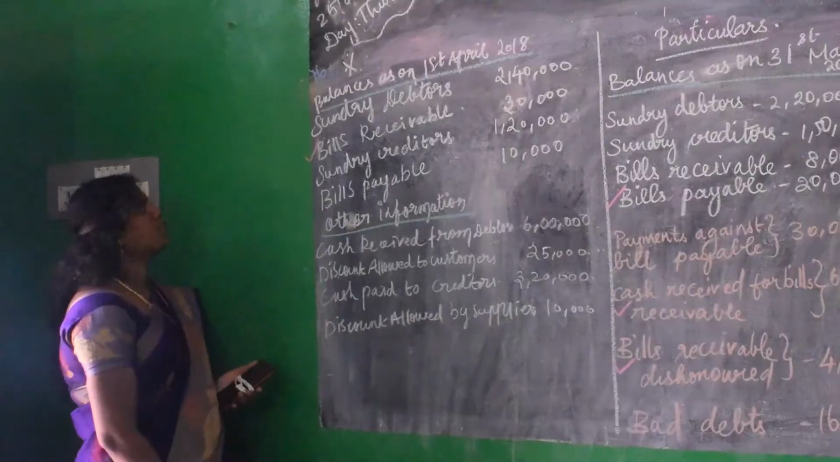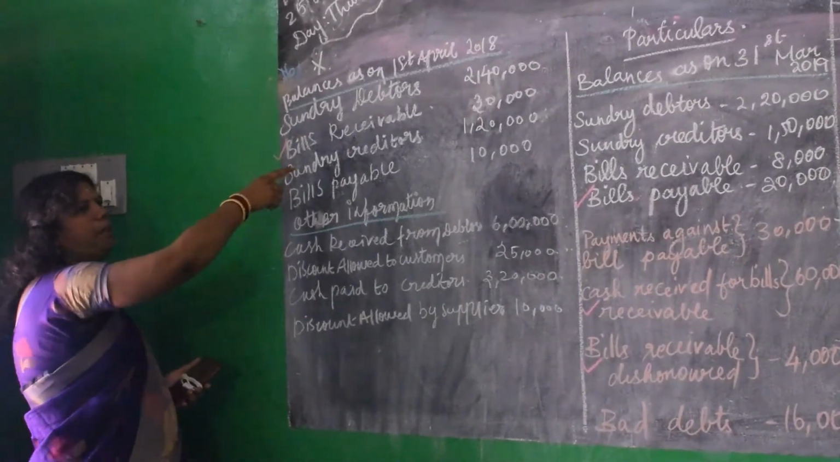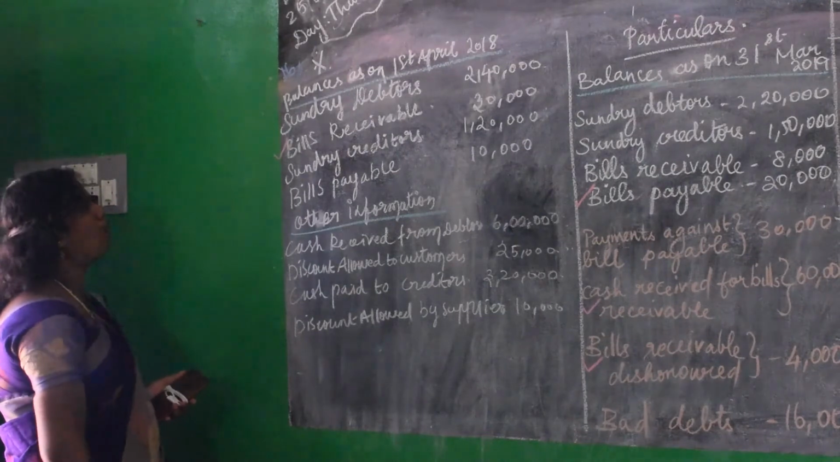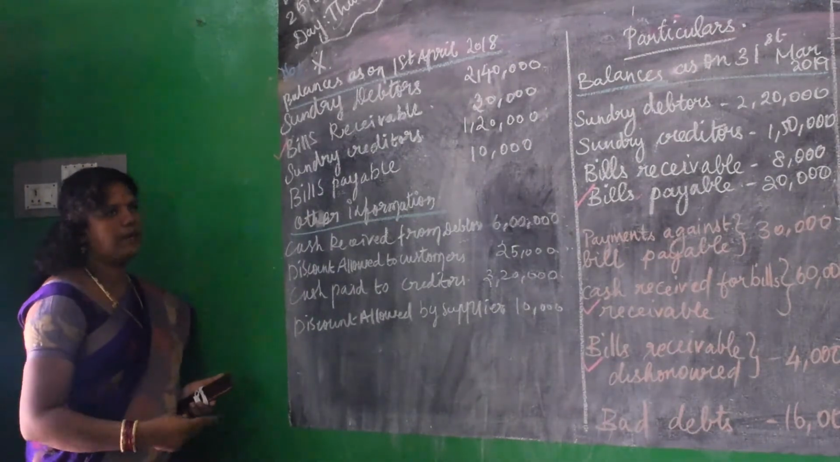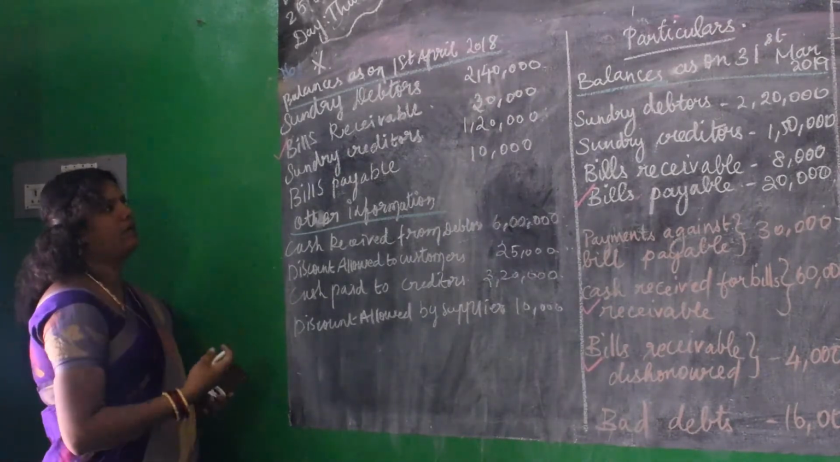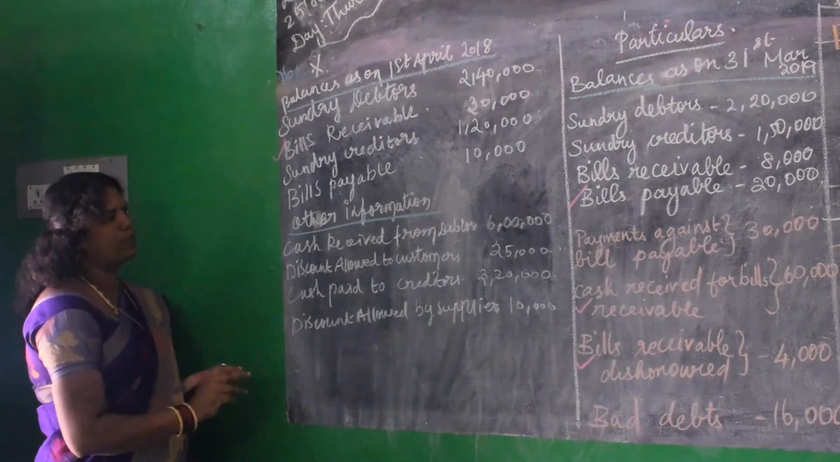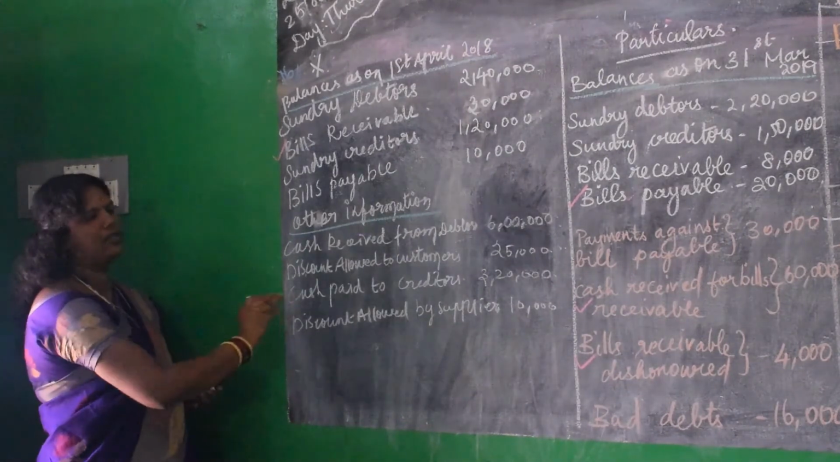Okay. Next we will move on to the 16th problem. It's a very, very important problem. Last year in the public exam, this question was asked for 5 marks. So it is a very important problem. In this sum, all the items are mixed up. What are the items that we have previously found out? That is creditors, total debitors, bills receivable, bills payable. Everything is mixed up. The only thing you should have is clear concentration while preparing this sum.